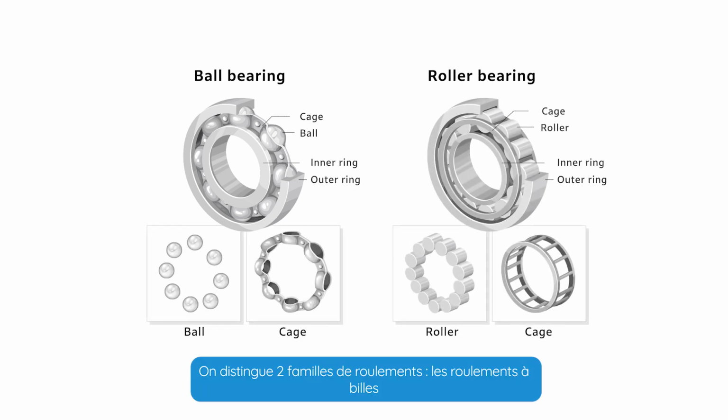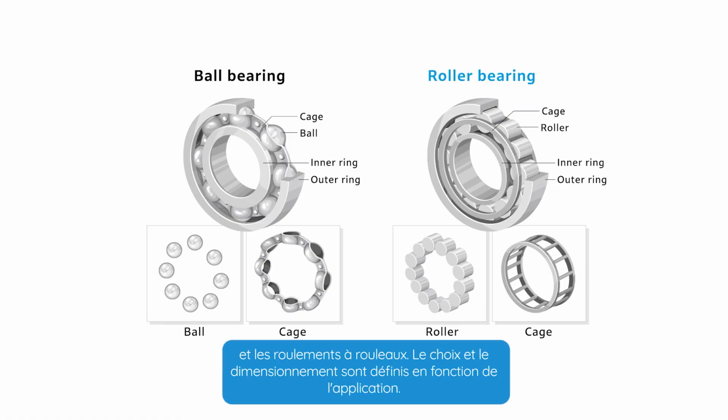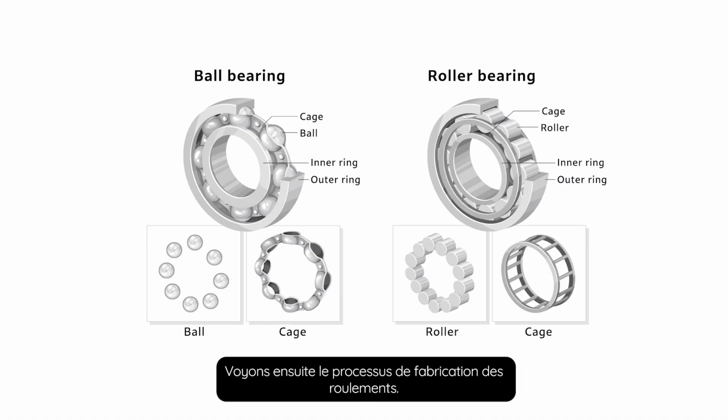In addition, bearings are classified as ball bearings that use balls as rolling elements and roller bearings that use rollers as rolling elements based on their application. Next, let's see the manufacturing process for bearings.